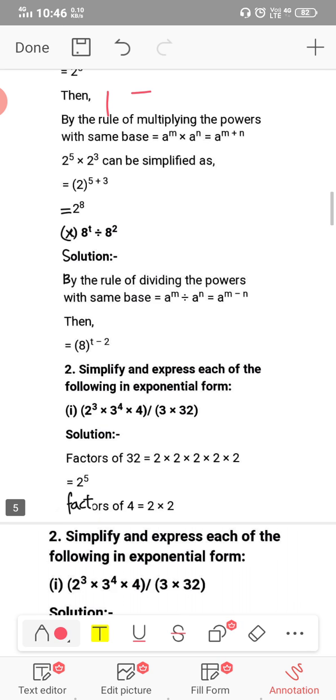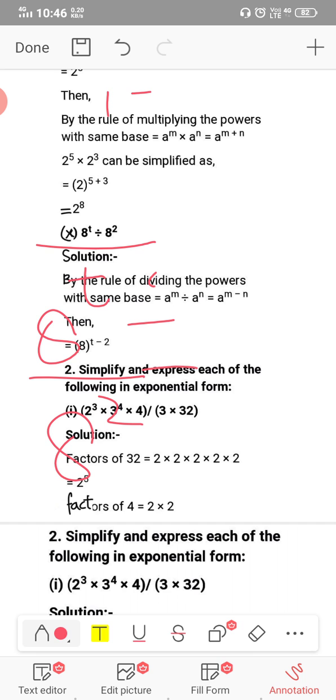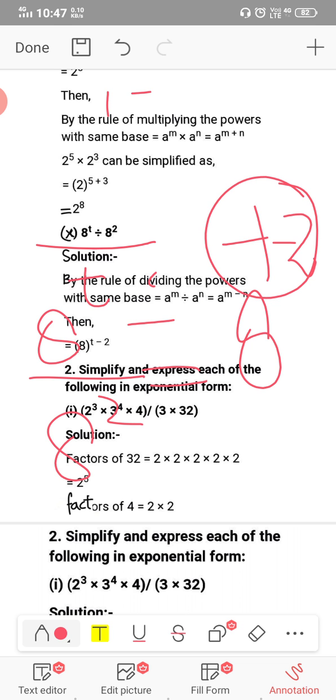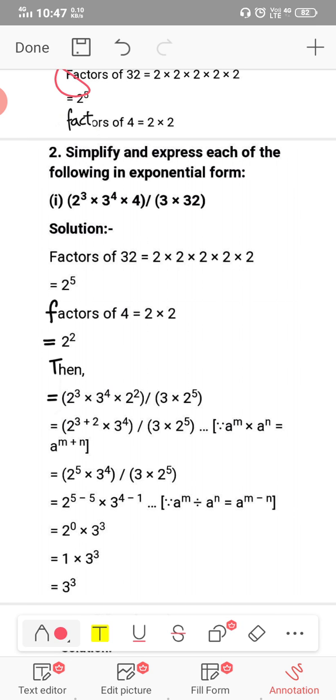Next is 8 to the power t divided by 8 squared. So 8 to the power t upon 8 to the power 2 gives us the same base with different powers. So we can write it 8 to the power t minus 2, with the formula a to the power n divided by a to the power m, which gives a to the power n minus m. So we will write it 8 to the power t minus 2. Moving on to the next question, simplify and express each of the following in exponential form.